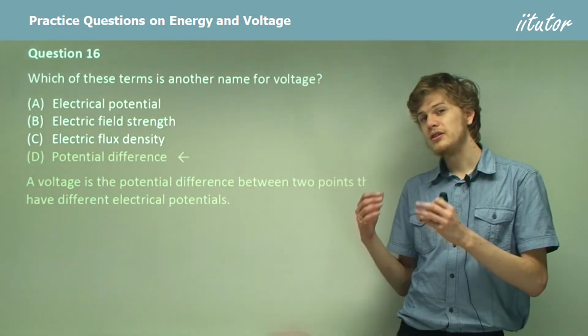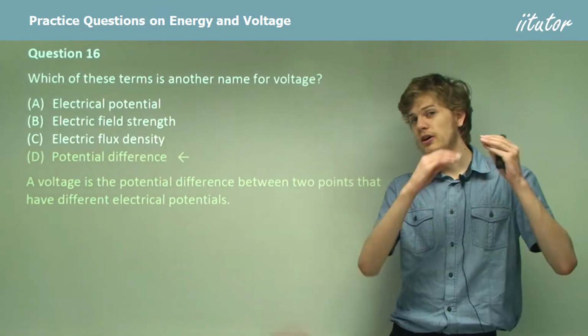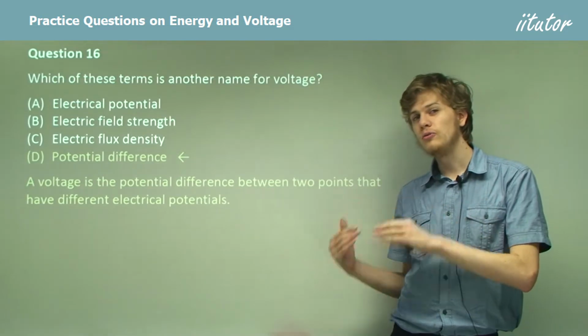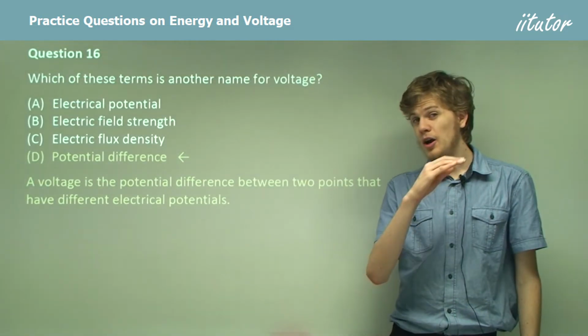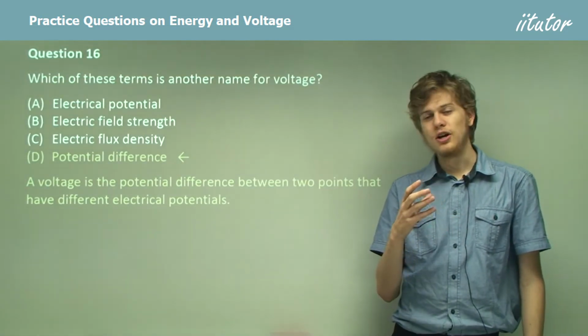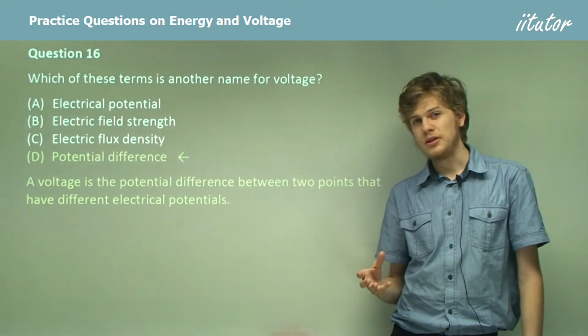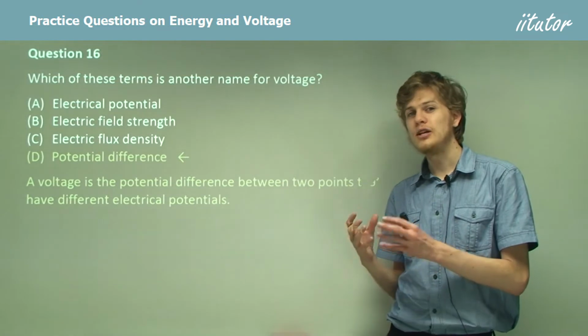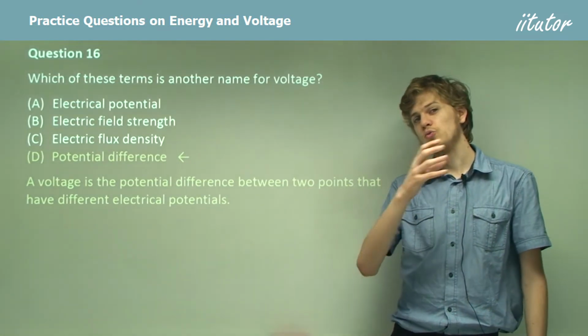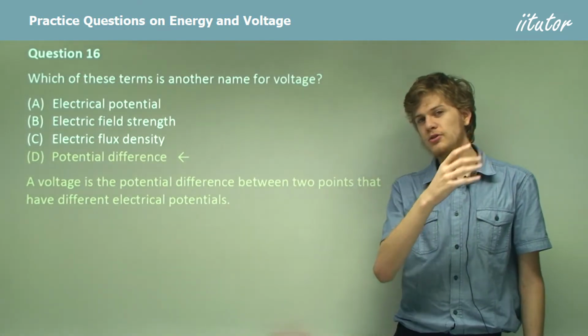So voltage is the difference between a region of higher potential and a region of lower potential. At a high potential, a positively charged particle will have more potential energy, and at a low potential, the positively charged particle will have less potential. So it tries to roll downhill from the high potential to the low potential.